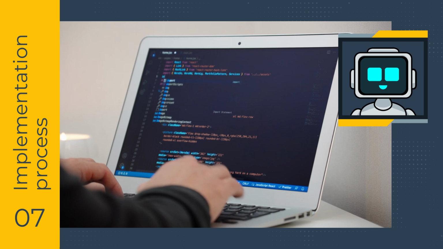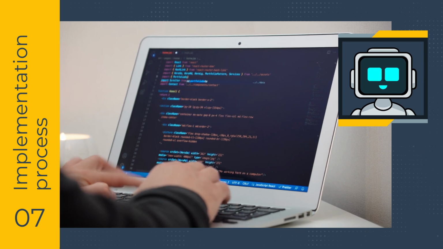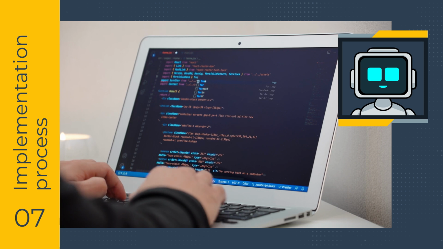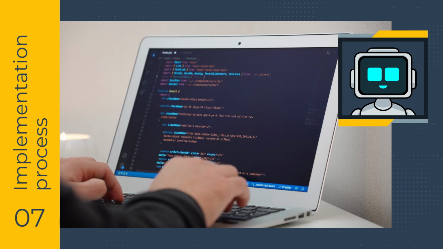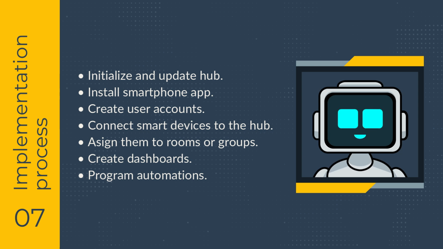For a software project, after completing the design, you would build the software by coding modules, classes, and functions and integrating them into a cohesive system. For your home automation, start by initializing and updating your home. Install the smartphone app and create user accounts. Connect smart devices to the hub and assign them to rooms or groups. Create dashboards to monitor and control devices. Finally, program automations to bring your system to life.